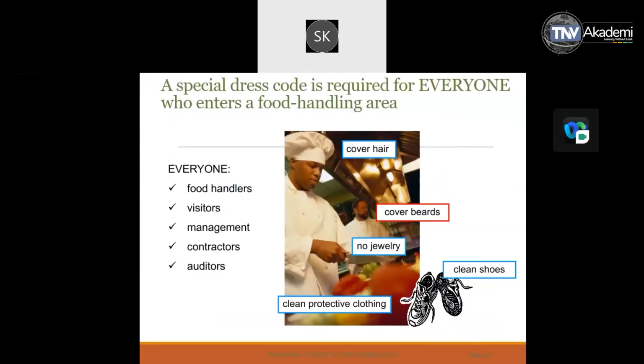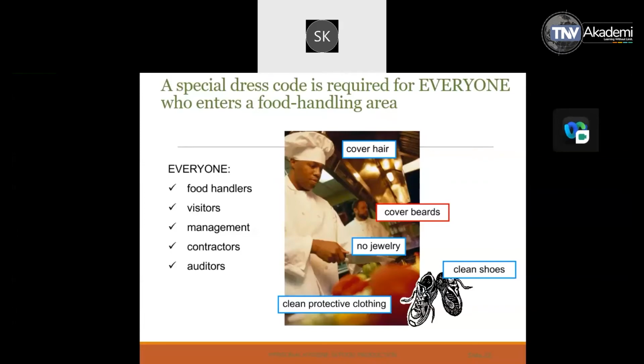A special dress code is required for everyone who enters a food handling area, whether food handler, visitor, management, contractor, or auditor. When you are entering the food production area, you should cover your hair and your beard. There should be a jewelry policy: no jewelry should be worn, and your clothes should be clean. Clean protective clothing, clean gloves, and clean shoes should be there. You can use safety shoes or regular shoes. The production area is called the GMP area, that is good manufacturing area, and you have to follow GMP, good manufacturing practices.